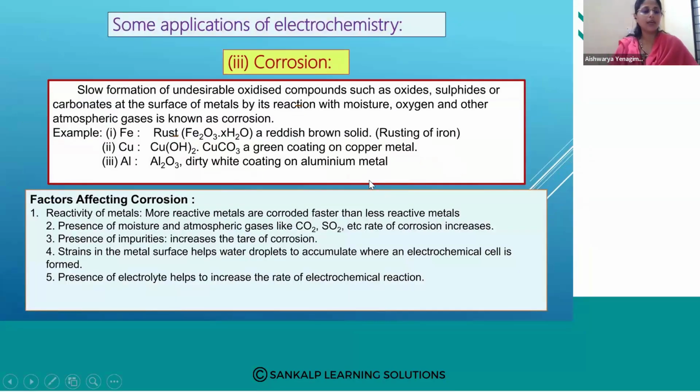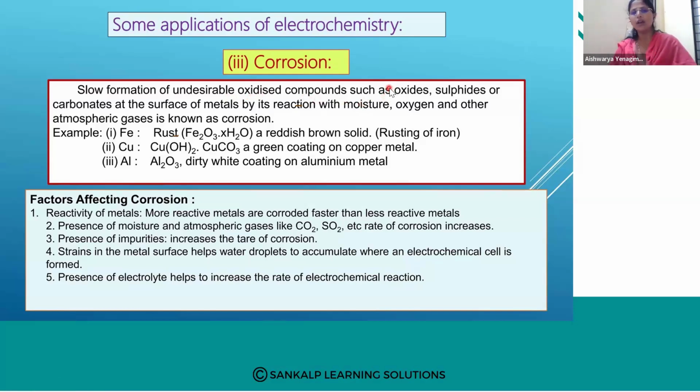The third application of electrochemistry is corrosion. So what is this corrosion now? You have studied corrosion from very low classes. There are no concepts in it that need much thought to answer. Slowly, when pure metals are exposed to atmospheric air, or sometimes to acids or moisture, they get eaten up by the atmospheric products, and that eating up of that particular metal is called corrosion. So it is the slow formation of undesirable oxidized compounds.